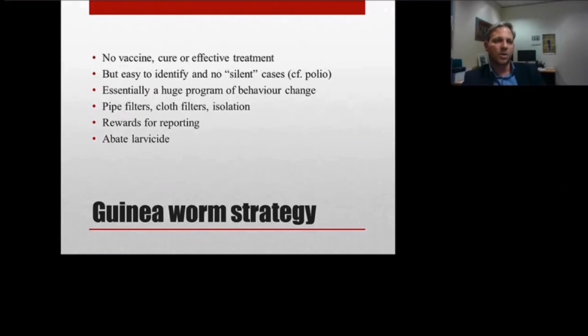So you don't need to worry about transmission occurring to others without it manifesting itself. But essentially the challenge has been one of behaviour change. You have to drink water through pipe filters, use cloth filters when you're pouring water from your water source, and you have to isolate cases to stop them going back into a water source and spreading the worm. It's needed rewards for reporting in order to encourage people to say that they've got it so that they can be isolated and so that there can be a local response in terms of using larvicide, a bait larvicide, on their water sources to kill the worm.